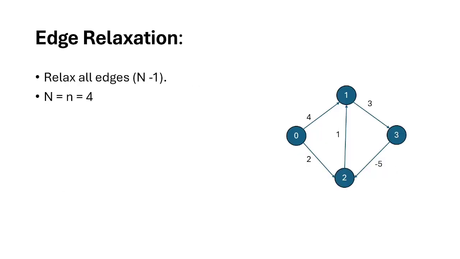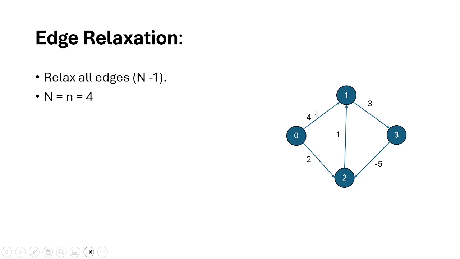This algorithm says that you're going to relax all the edges n minus 1 times. So what is n here? n is the number of vertices. The number of vertices here is 4, so we should relax them 4 minus 1 times. The idea here is that from the source vertex, the longest path can have a maximum of 3 edges. So we will relax it a maximum of 3 times.